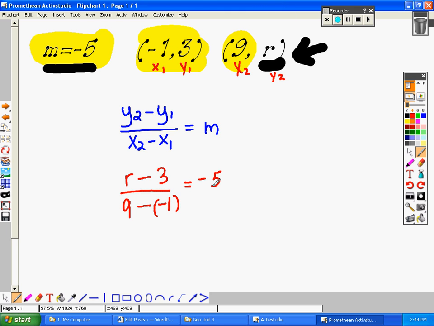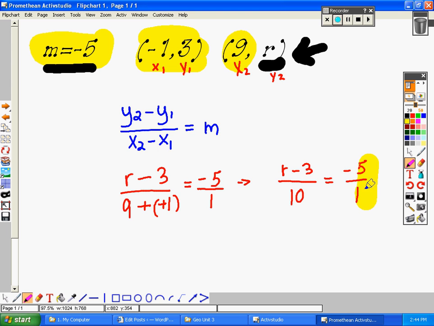All right? And when we do these kind of problems, we want to make sure we understand that -5 is really -5 over 1. All right, so next step is we're going to simplify this part of the problem as much as possible. Well, r minus 3 cannot be simplified, just r minus 3. But I could simplify this. 9 minus a -1 becomes 9 plus a +1, or 10, which equals what we said before, -5 over 1. Well, last, this is a proportion.